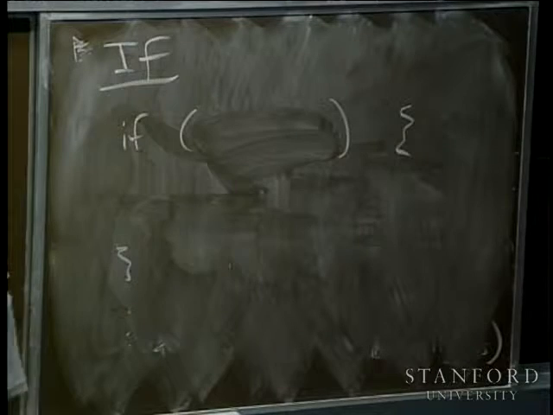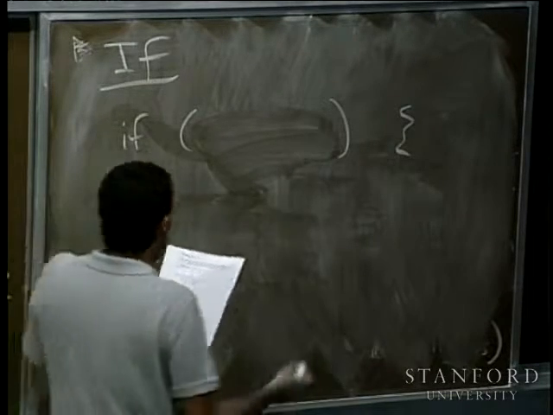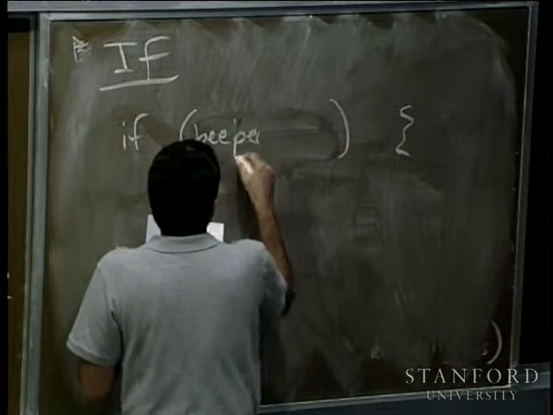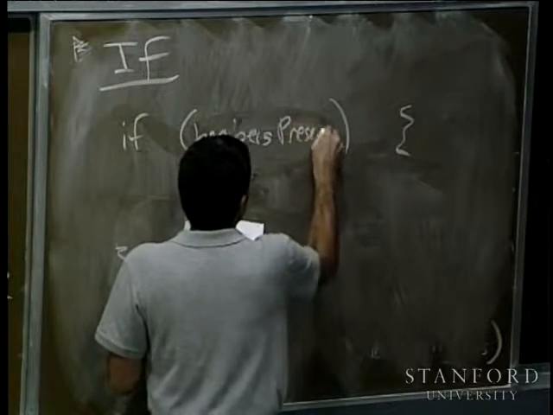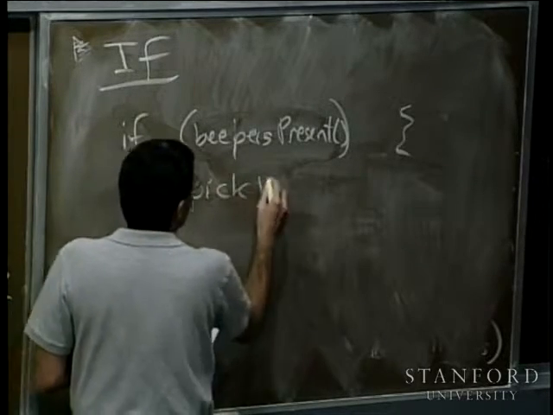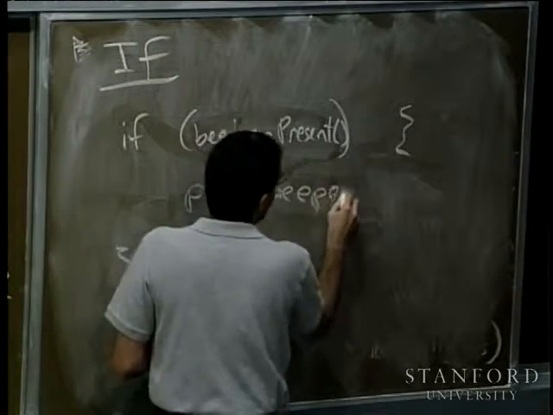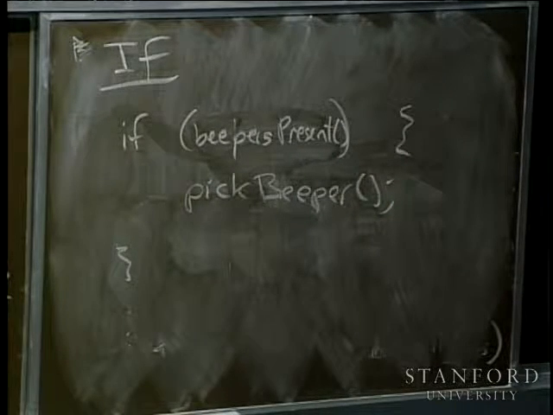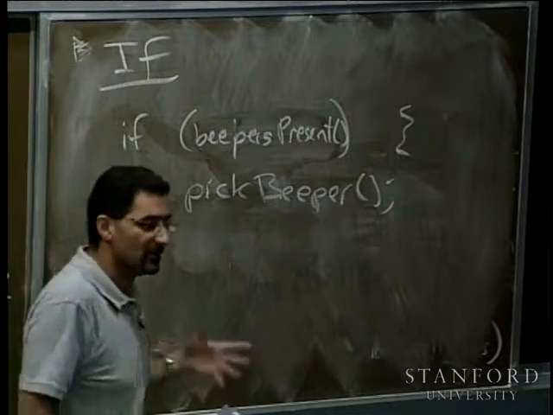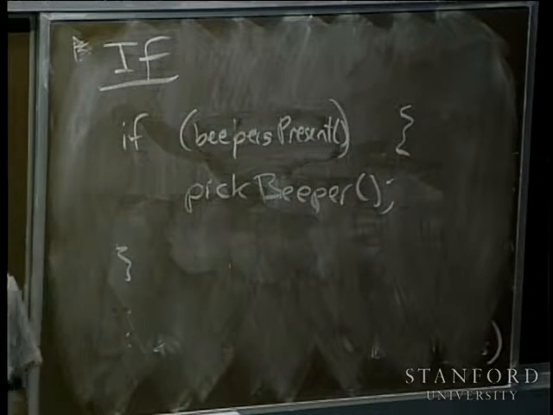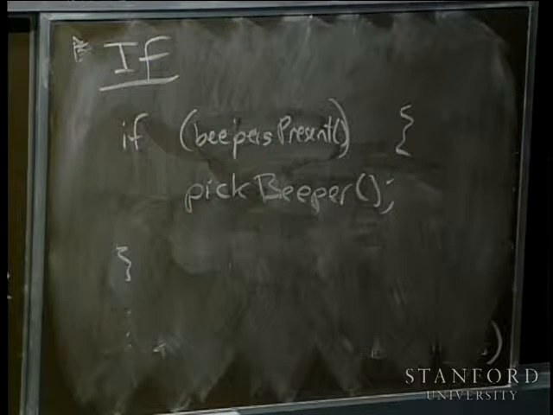So I want to have a notion of a safe pickup of a beeper. I could say if beepers present, which means there is at least one beeper on the corner that I'm at, then it's safe to pick a beeper. Because if I didn't check before, and I didn't know there was a beeper there for sure, I might try to pick up a beeper on some corner where there isn't one and Karel blows up and life is unhappy and tears well in your eye and the whole deal. All right? So, if statement. That's just what we refer to it as.